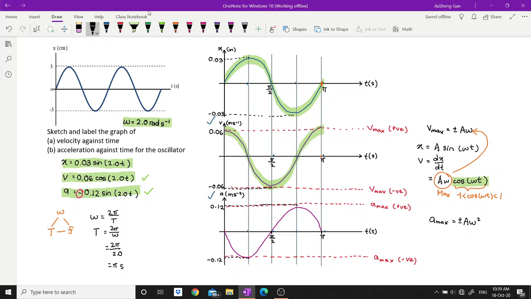If you're not sure how this comes into place, again, a is dv over dt. So if you differentiate the equation up here, bring the whole equation down and differentiate it, what will come out is cos. If you differentiate it, it becomes negative sine. So it's negative A omega square sine omega t.